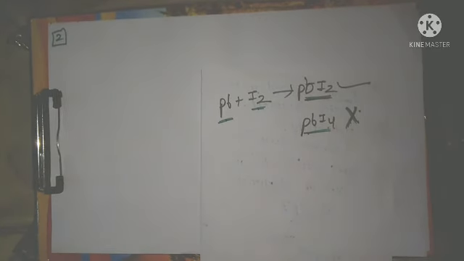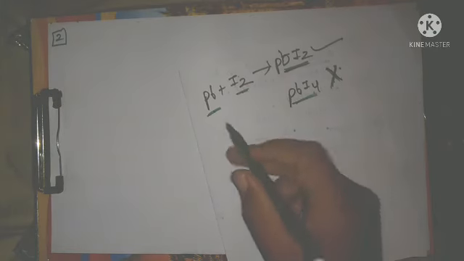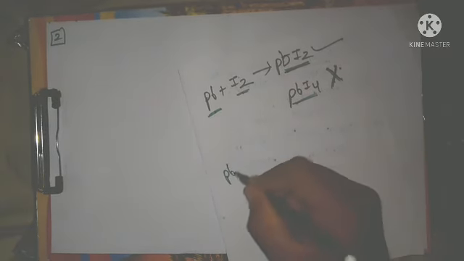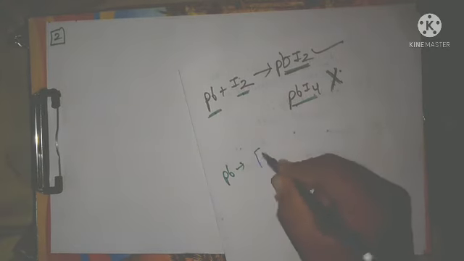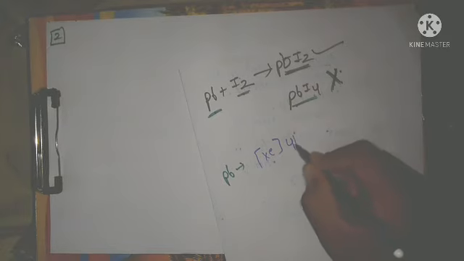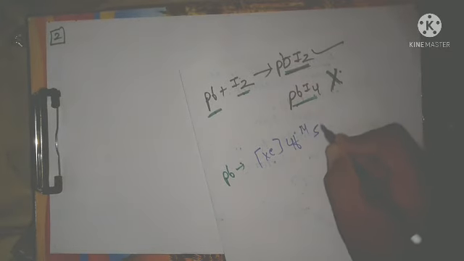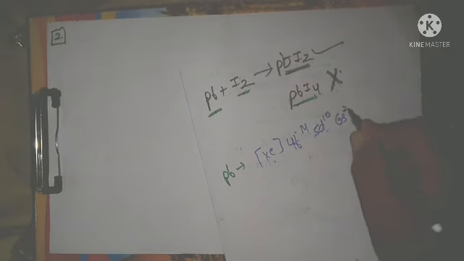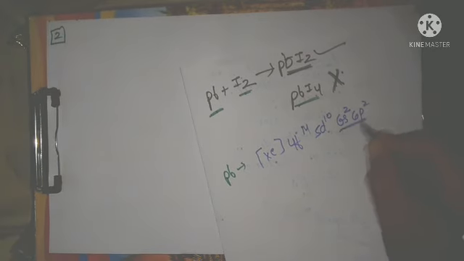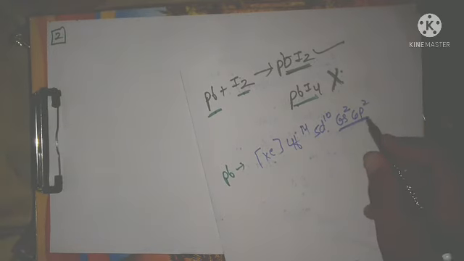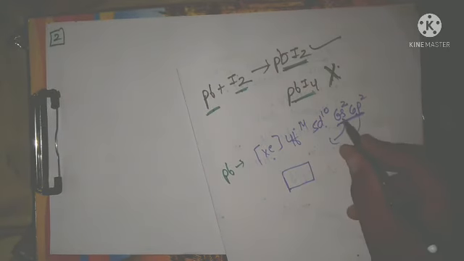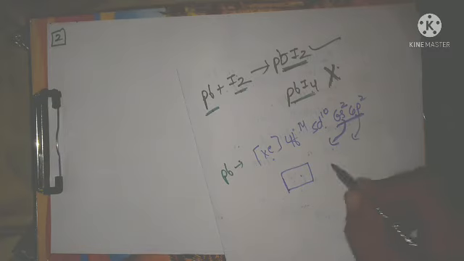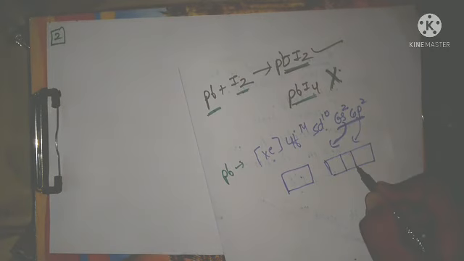Why, sir? Why is it forming the dihalides only? Now for this one, just remember, check the electronic configuration of lead. What is the electronic configuration of lead? Already you know, xenon 4f14 5d10 6s2 and 6p2. Here valence shell electronic configuration is 6s2 6p2. S means how many orbitals? 1 orbital. P means how many orbitals are there? 3 orbitals. Here it is in this way.